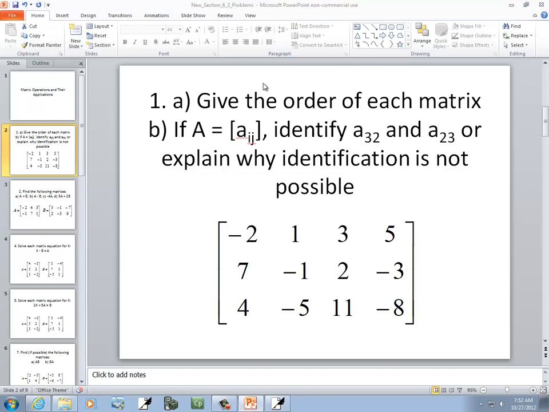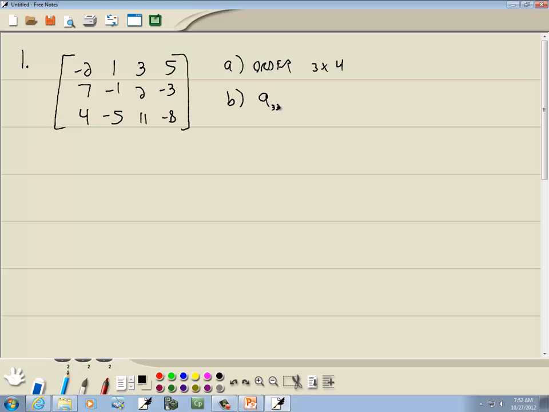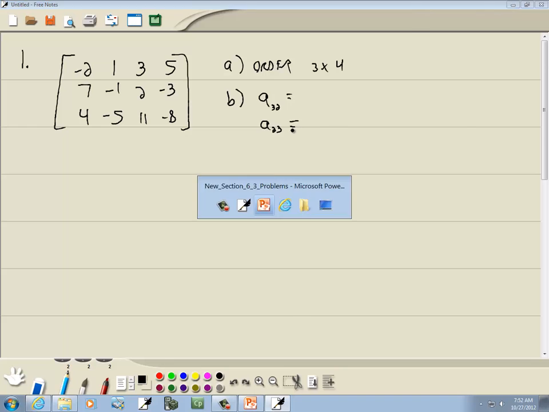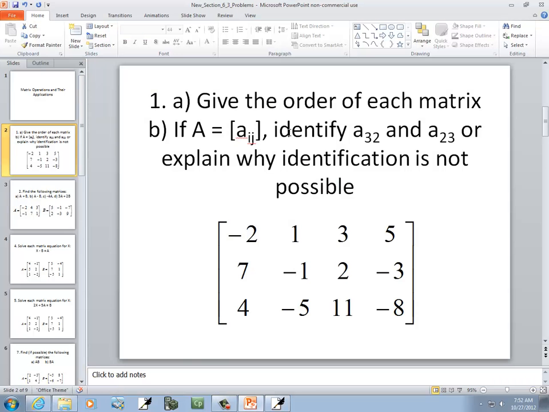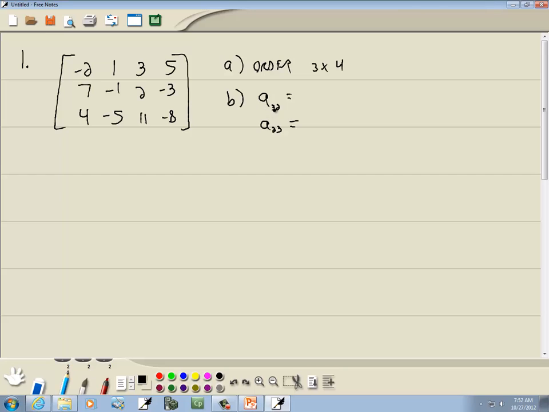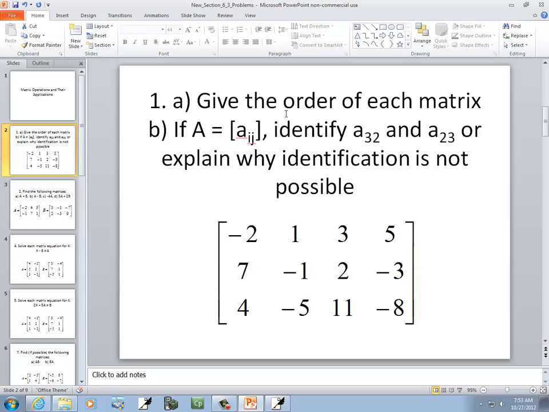Then it says identify A sub 3,2 and A sub 2,3, or explain why this identification is not possible. Well, this is rows, columns. So this is third row, second column. Third row, second column would be -5. This says second row, third column. So second row, third column, and our answer would be 2. And those are our answers to that problem.